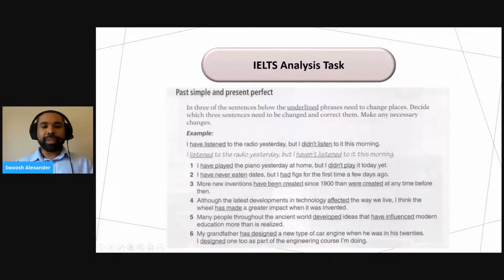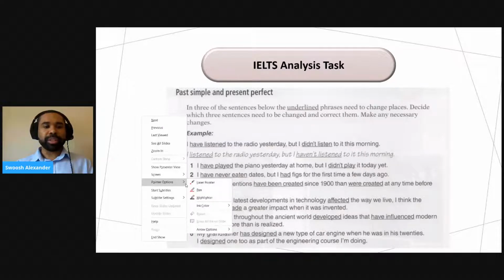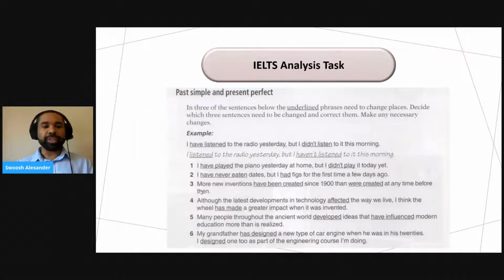Okay then, so we can see here we've got 6 sentences. Each of these sentences uses an example of the present perfect and also an example of the past simple. So are they correct or are they not? And if they are not correct, why not? What do we need to change? Okay, so let me know in the chat if you have any ideas on this.